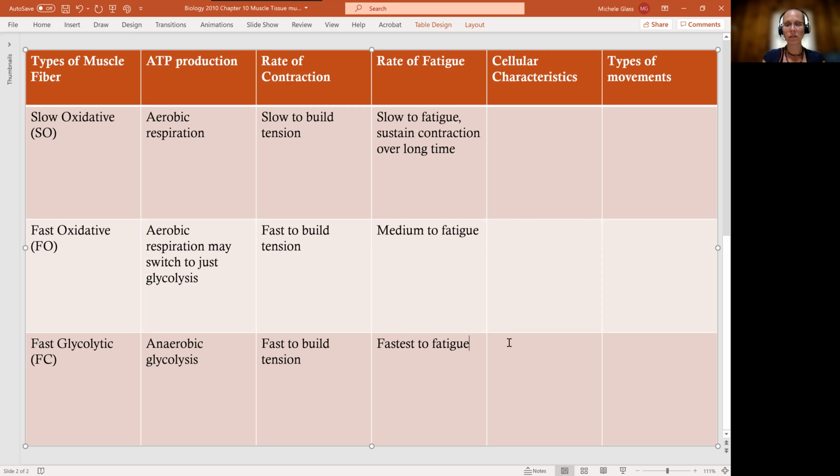And the reason for this, let's go ahead and include that. The reason is because it's limited to glycolysis. So that automatically means limited ATP production. And we saw in our earlier videos that one of the contributors to fatigue of a muscle is just simply running out of ATP. Okay, so let's take a look at how the cells are different in their anatomy and their physiology.